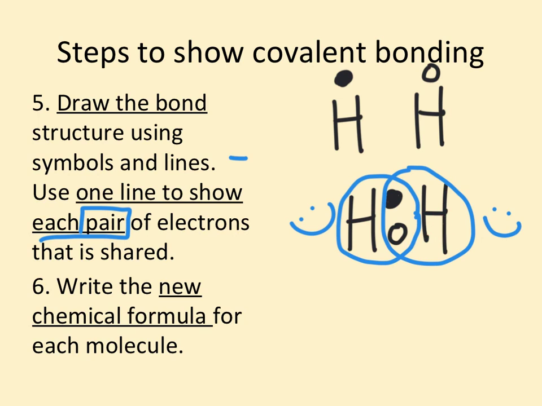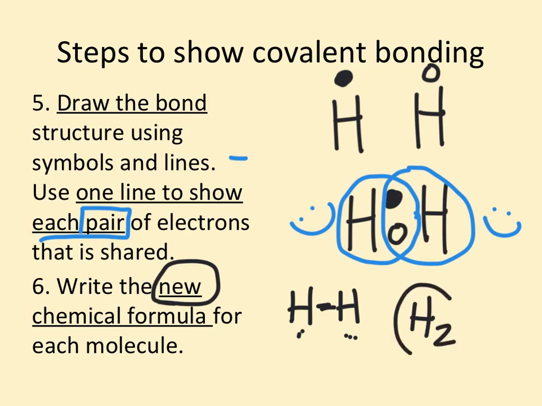So for step number 5, my symbols and line diagram will look something like this. H dash H. I have my 2 symbols of the elements I'm working with, along with a dash showing the shared pair that they have in between them. Finally, writing the new chemical formula, I see that I have 2 hydrogen atoms, so this is now called H2.